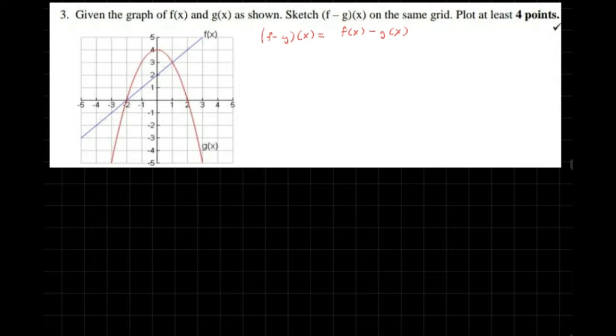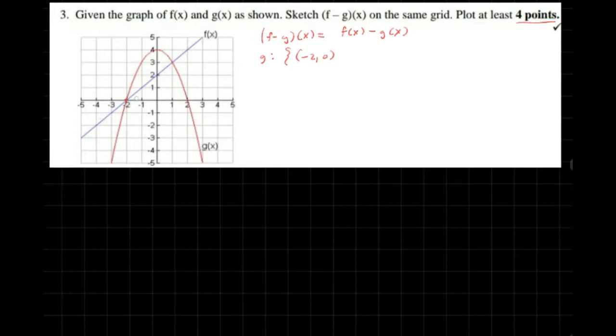So what I'm going to do here is figure out some points on f of x and some points on g of x. They want at least 4 points. Let's start with g of x first. In my g of x function, I'm just going to figure out a few points here. So we have negative 2 and 0, right?